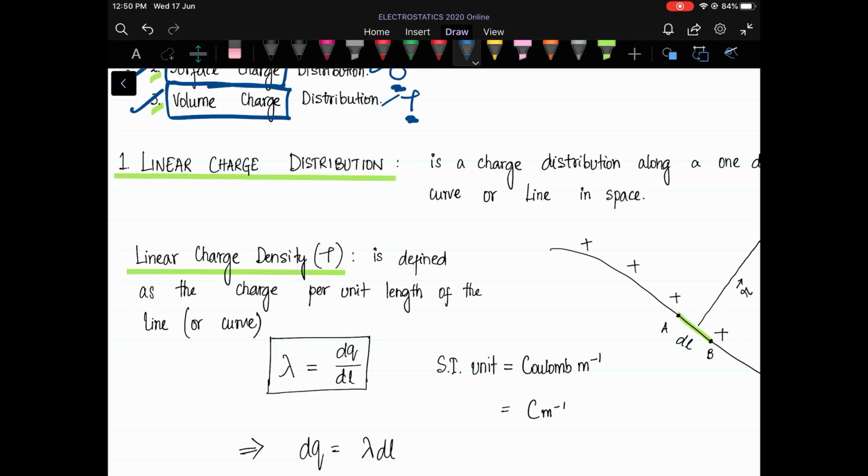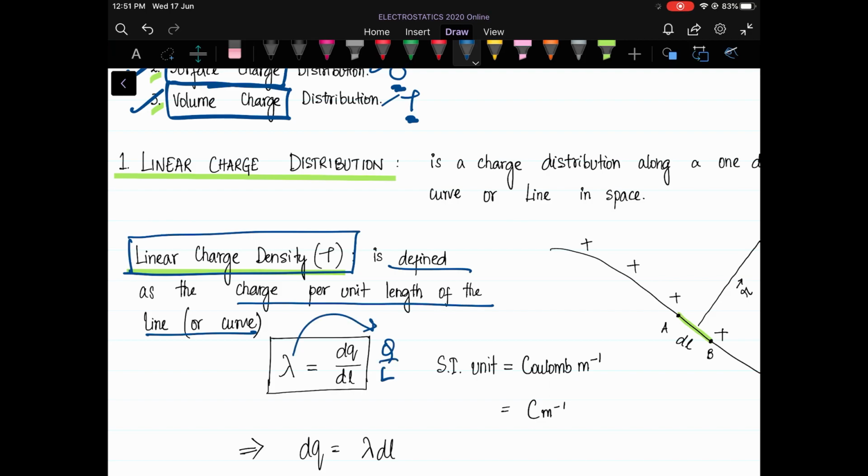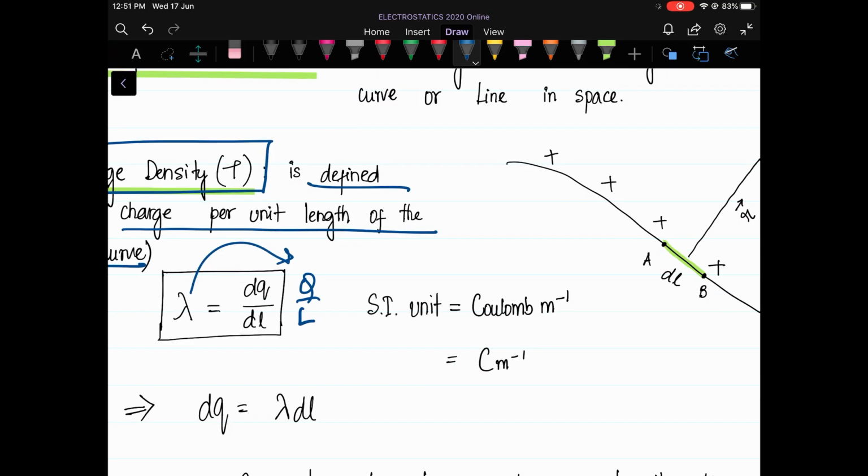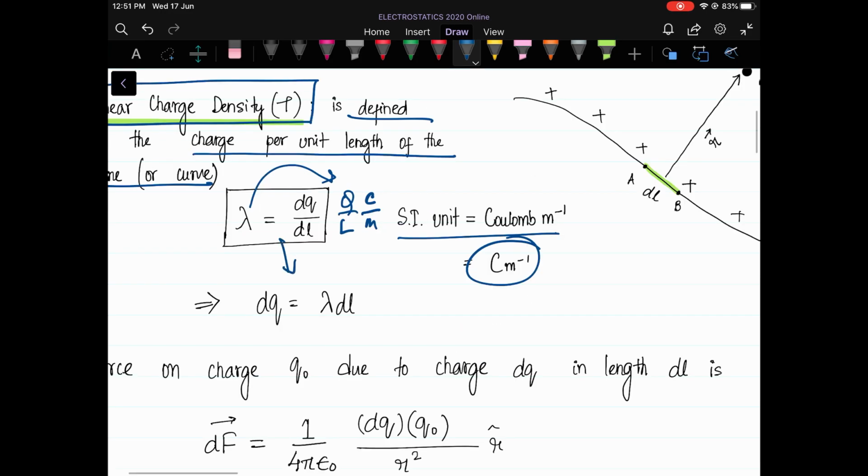So just now you have learned, if we have a linear charge distribution, we have a density called linear charge density. It is defined as the amount of charge present per unit length. That is your Q by L. Here I have written dq by dl, that's okay. The unit of this lambda will be coulombs per meter. From this we can anytime write dq equal to lambda times dl.